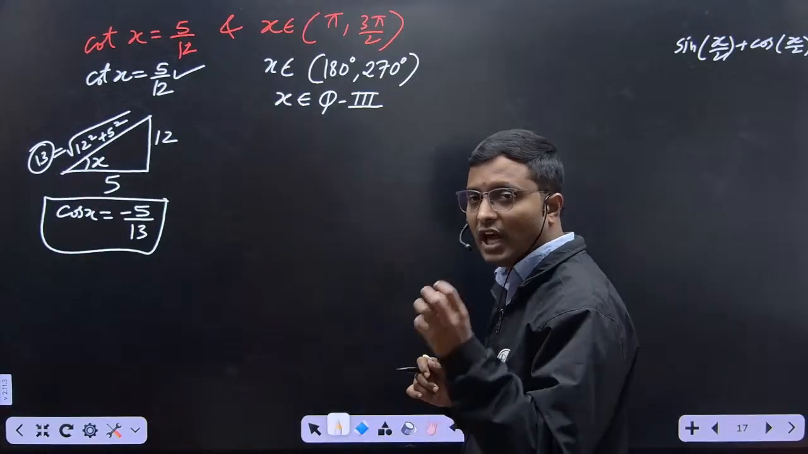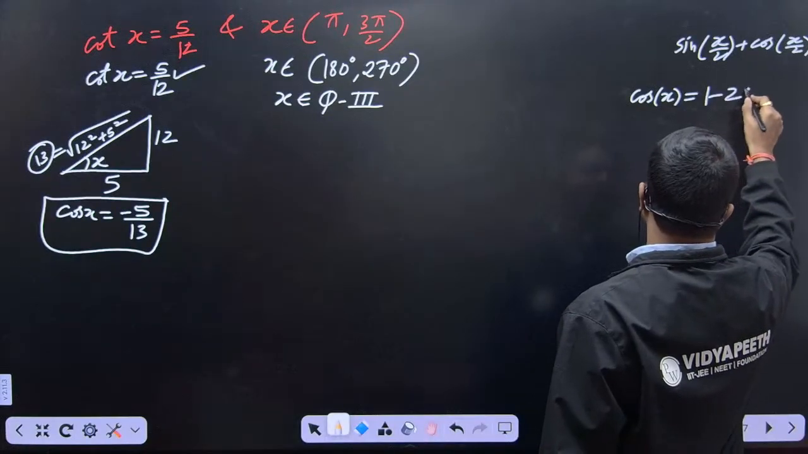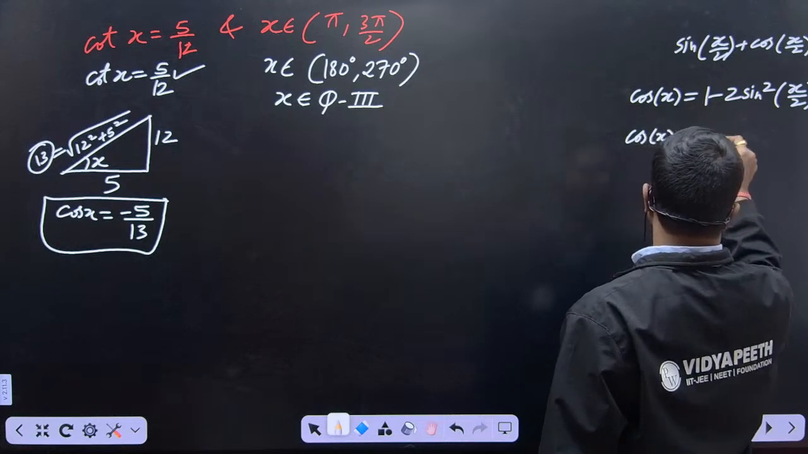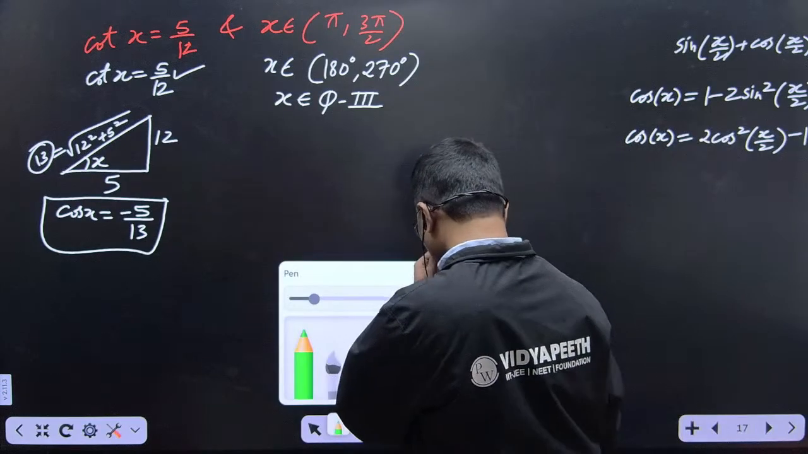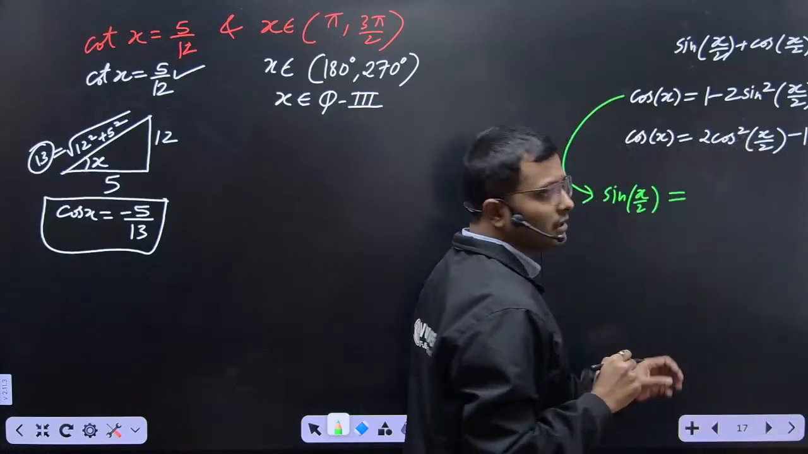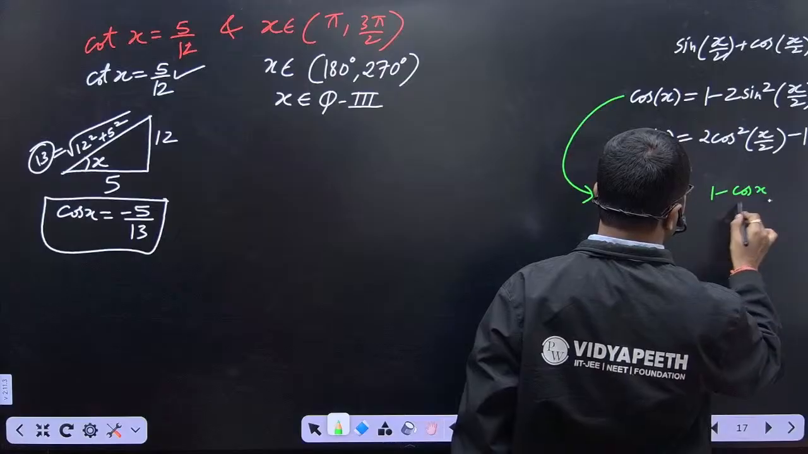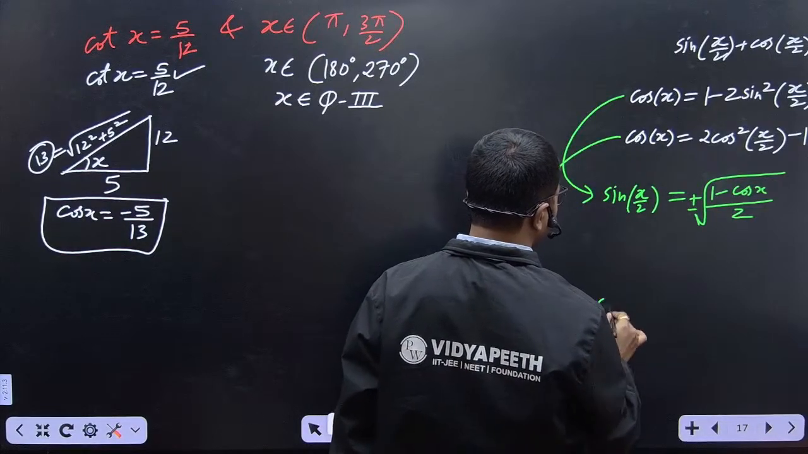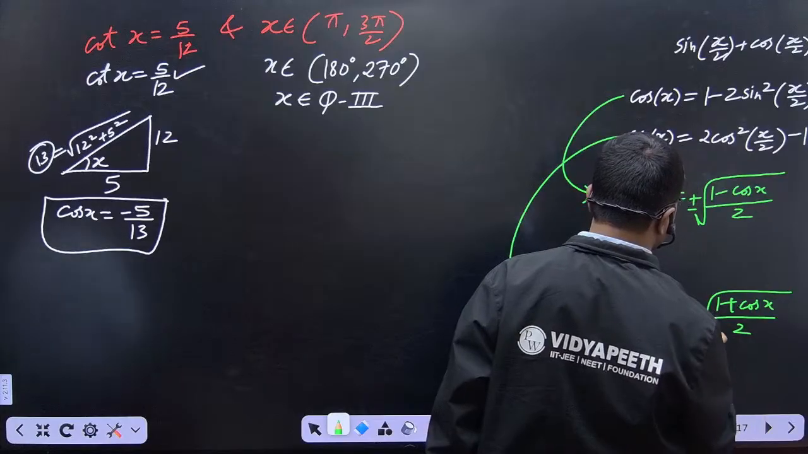Okay, right. Now I want to find sin x by 2 and cos x by 2. Again, we'll use the formula. Cos x is equal to 1 minus 2 sin square x by 2, and also cos x is equal to 2 cos square x by 2 minus 1. Okay, so let us find this. Just rearranging, sin x by 2 will be plus or minus root over 1 minus cos x by 2, and the sign we have to decide. Similarly, cos x by 2 will be plus or minus under root of 1 plus cos x by 2, and the sign we have to decide.